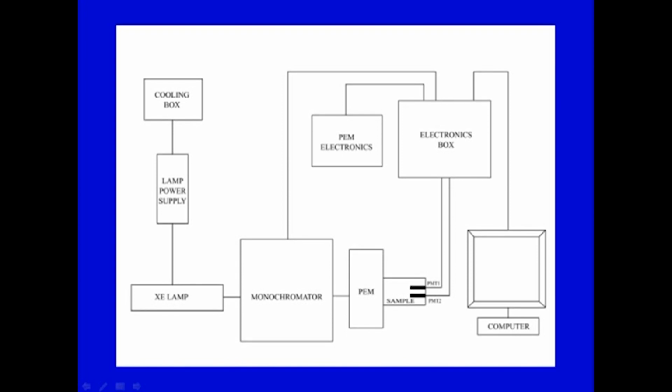So, these are photomultiplier tubes, one for the reference cell as well as one for the sample. There are 2 PMT tubes in here, and the data will be processed and finally analyzed on the computer. So, these are very simple schematics.